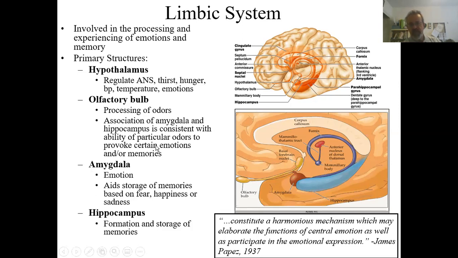The amygdala is involved in emotion. Emotion can be anger, fear, all sorts of different forms of emotion.